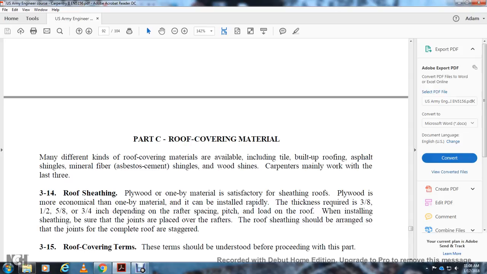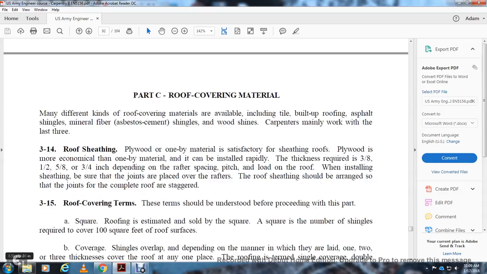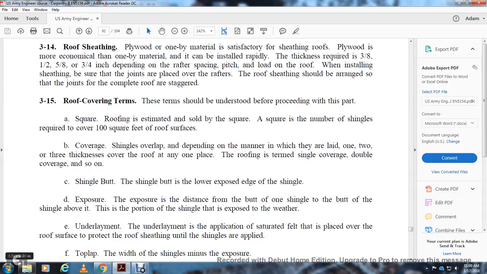Roofing sheathing. Plywood or one-by material is satisfactory sheathing. Roof plywood is more economical than one-by material and can be installed easily and rapidly. The thickness required is 3/8 inch, half-inch, 5/8 inch, or 3/4 inch, depending on the rafter spacing, pitch, and load of the roof. When installing the sheathing, be sure the joints are placed over the rafters. The roof sheathing should be arranged so that the joints can be completely over the roof or staggered.